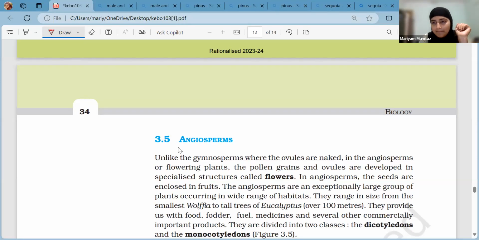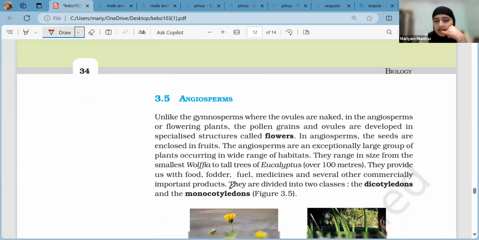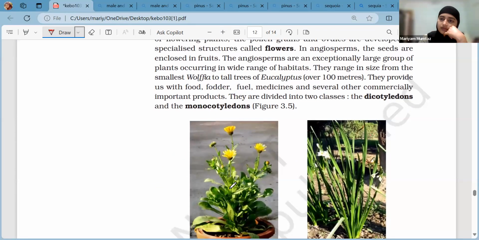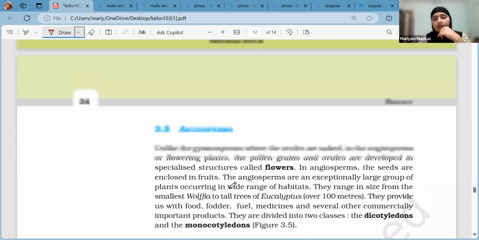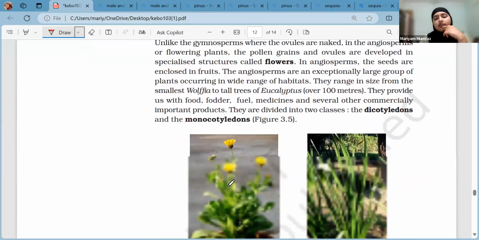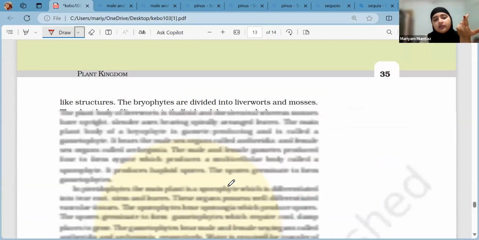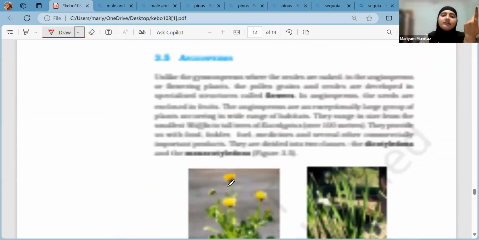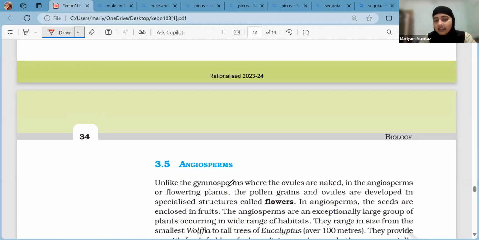Ma'am, angiosperm and plant life cycle is deleted, right? Yes, angiosperm and plant life cycle is deleted. Is it for NEET also? It's for NEET also, because I've just searched. Okay, good. Even better. So with this, we have completed the plant kingdom chapter.